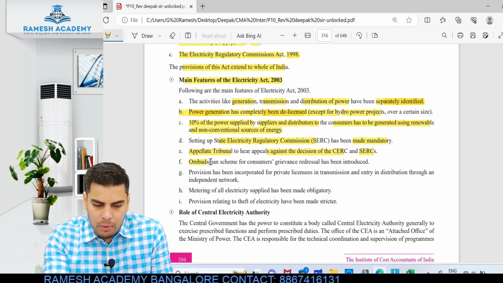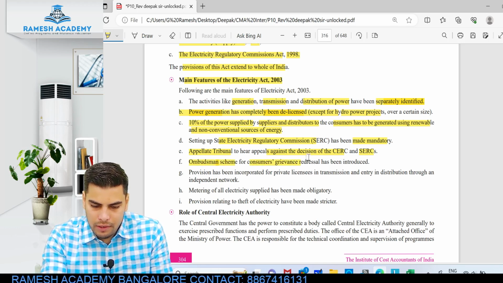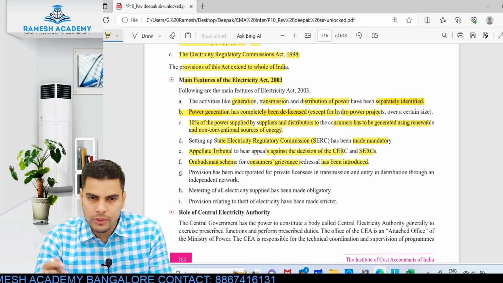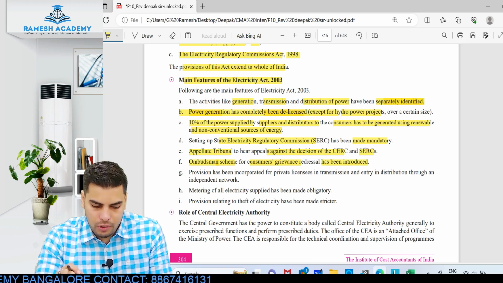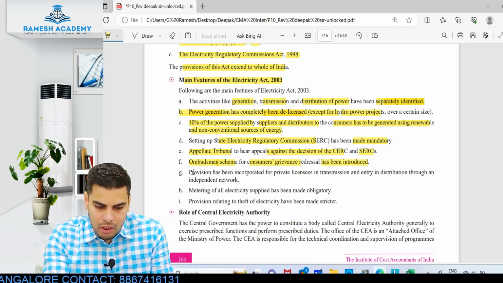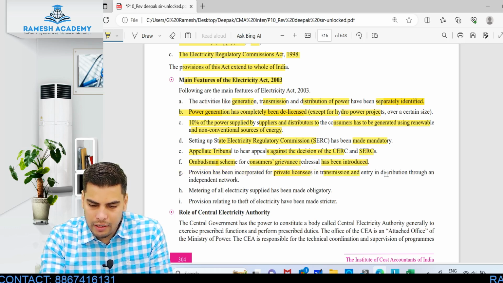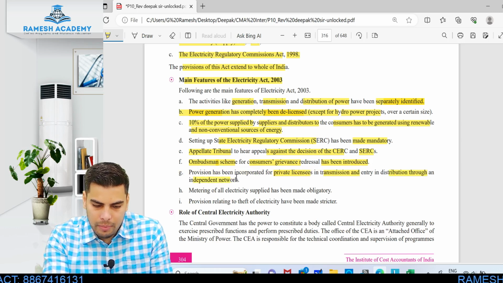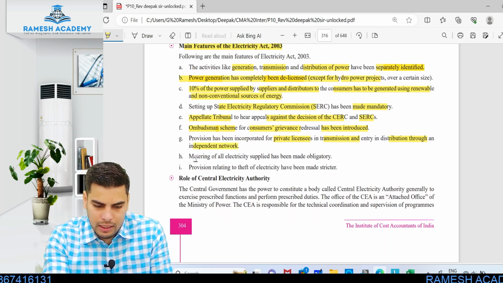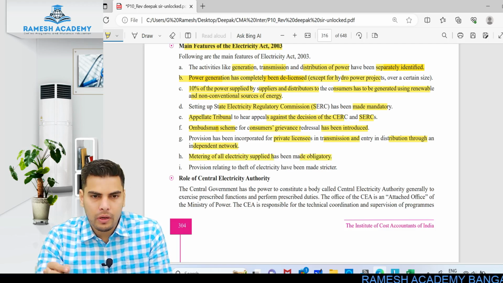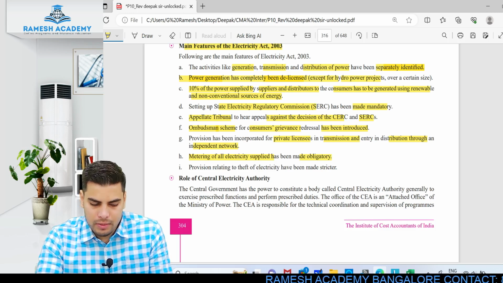Ombudsman scheme for consumer grievance redressal has been introduced. So whenever consumers have any complaint, that has to be heard and resolved. The next thing is that provision has been incorporated for private licenses in transmission and entry in distribution through an independent network. Then the next thing is that metering of all electricity supplied has been made obligatory. Everybody has to have an electricity meter which will read how much electricity is being consumed or used.